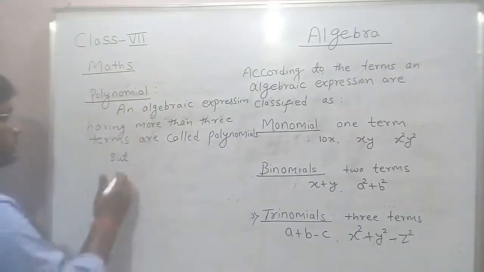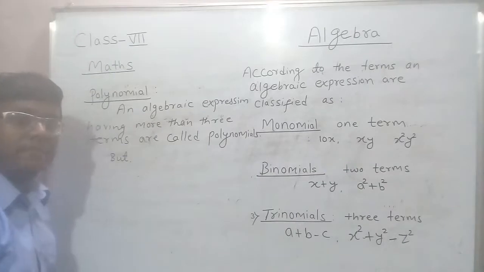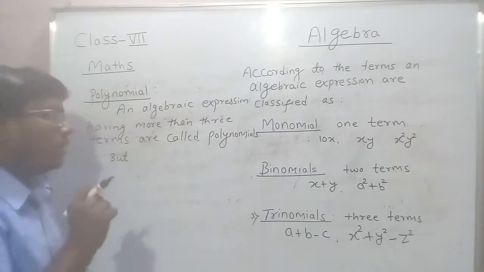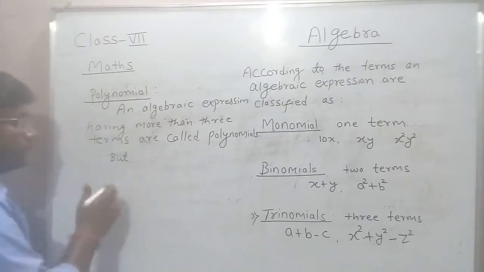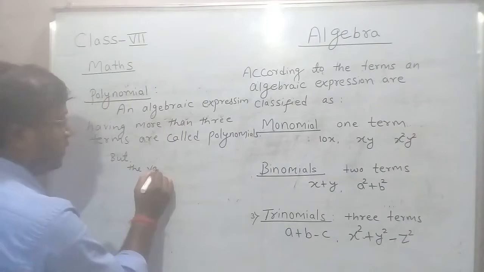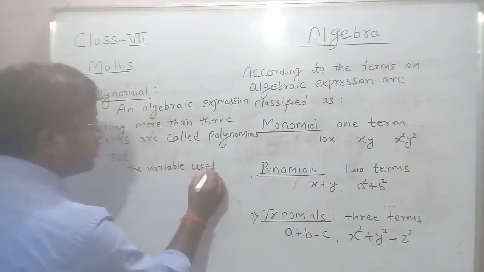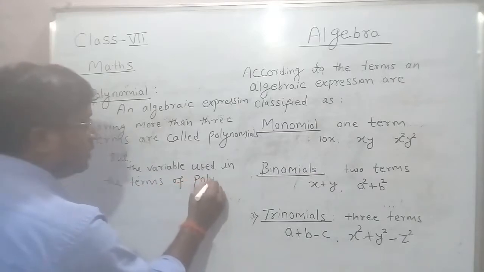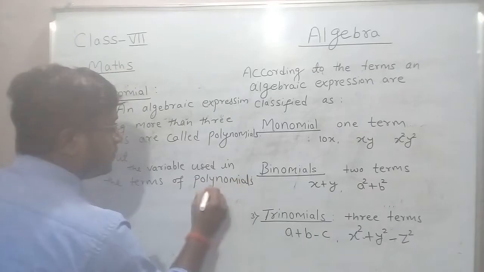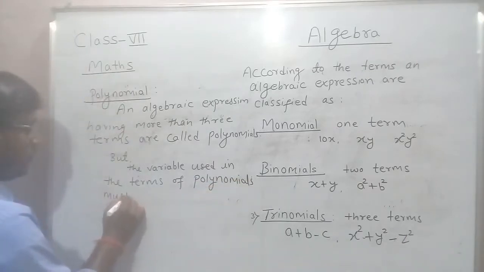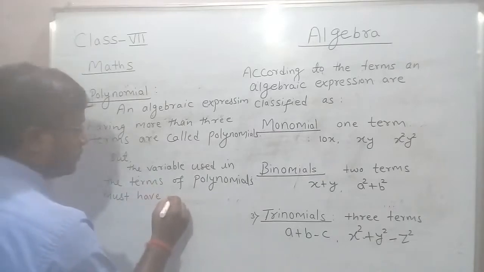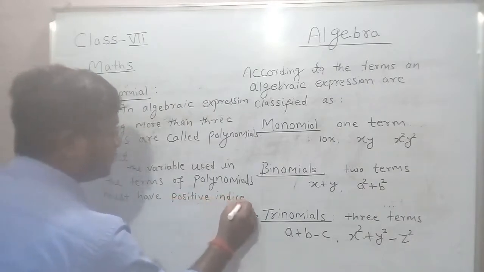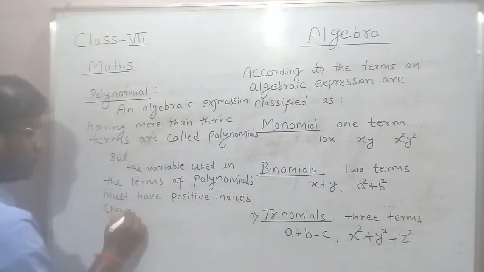One thing is very important: the variables used in the terms of a polynomial must have whole number indices, must have positive indices. Indices means your power.